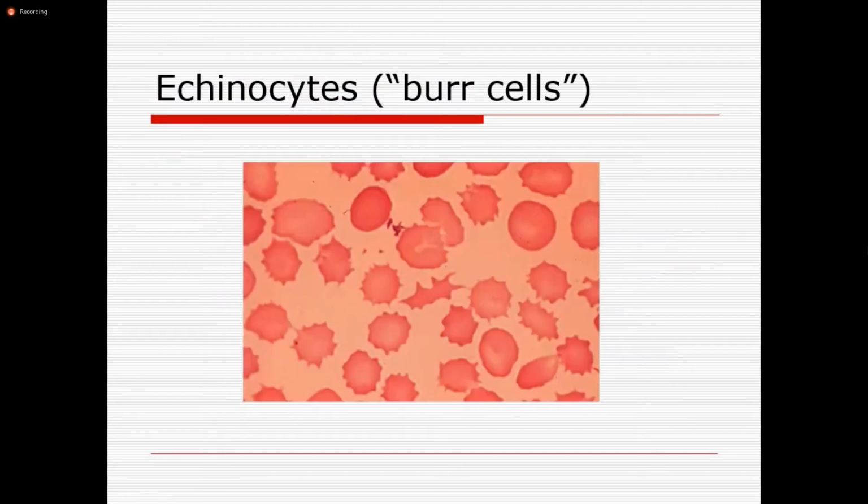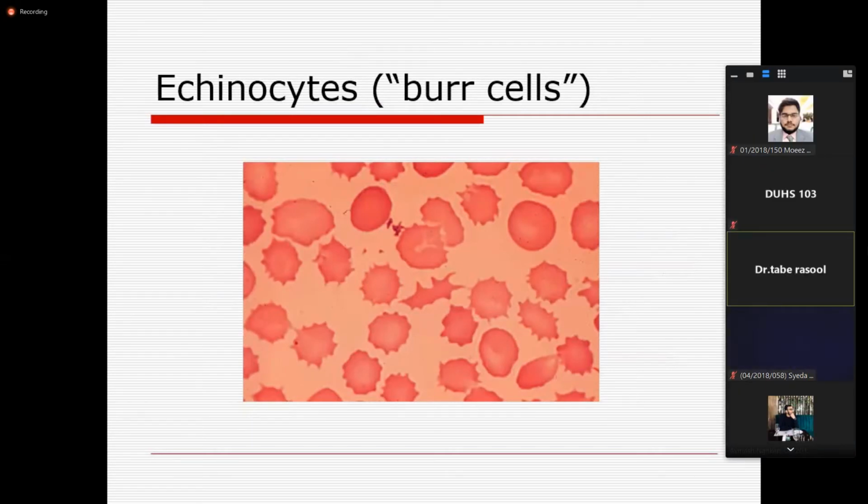These are the echinocytes, Burr cells, a common finding seen in patients with uremia or chronic kidney disease. Next, please.